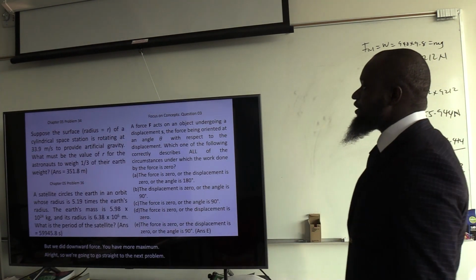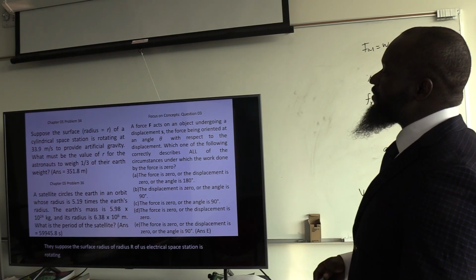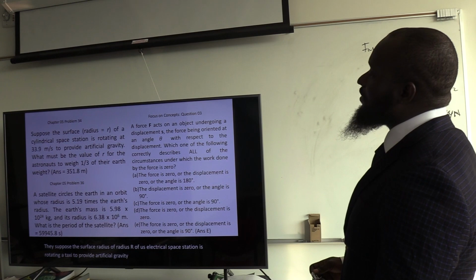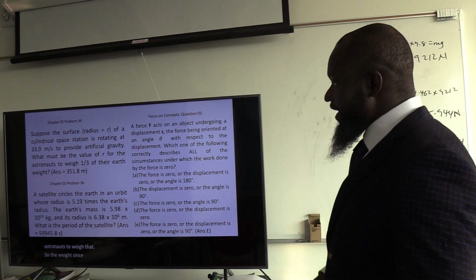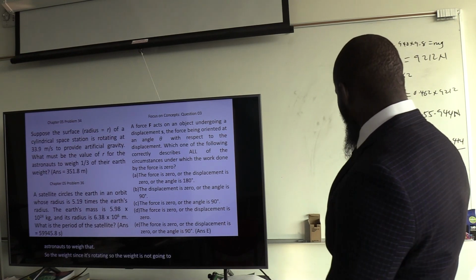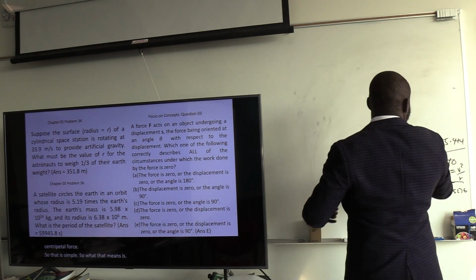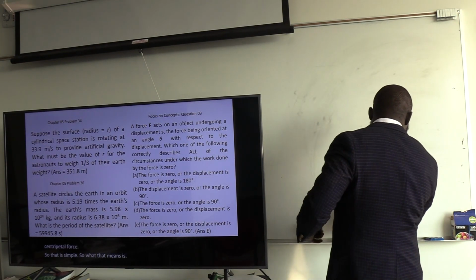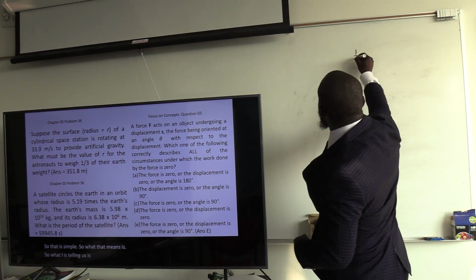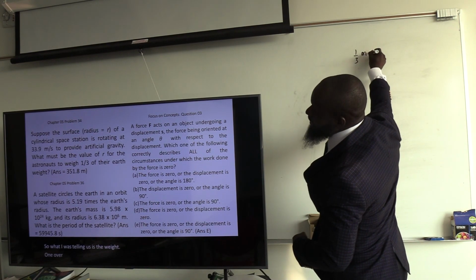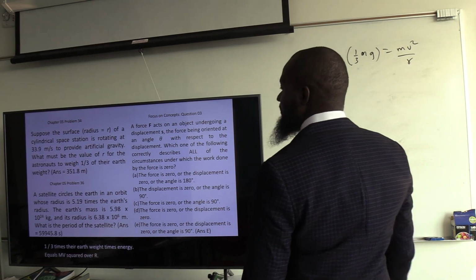So suppose the surface of radius r of a cylindrical space station is rotating at that speed. To provide artificial gravity, what must be the value of r for the astronaut to weigh that? So since it's rotating, the weight is now going to furnish the centripetal force. So that is simple. What that is telling us is the weight, 1/3 times their earth weight, mg, equals mv squared over r.